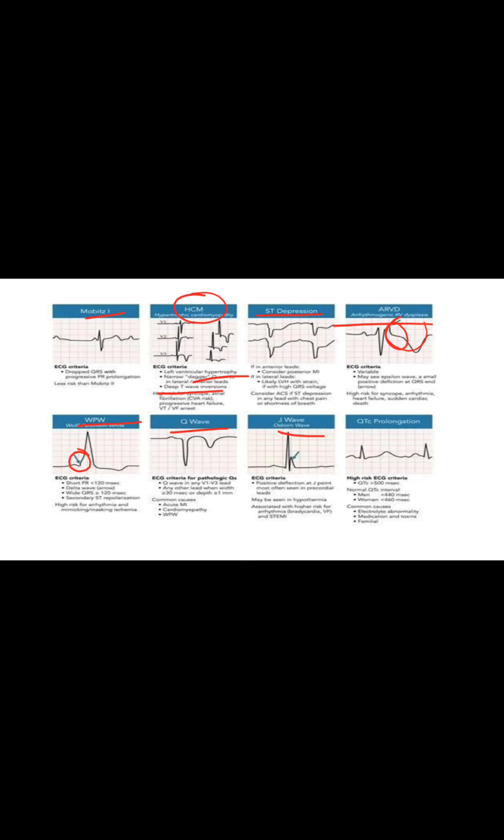J wave or Osborn wave are part of hypothermia. It's seen in hypothermia. QT prolongation is seen with drugs predisposing to QT prolongation, which can predispose to torsades de pointes. So you have to be careful while giving those drugs, like azithromycin. There are antiarrhythmics like amiodarone, sotalol, antiepileptics like levetiracetam, and ondansetron and all. Okay.